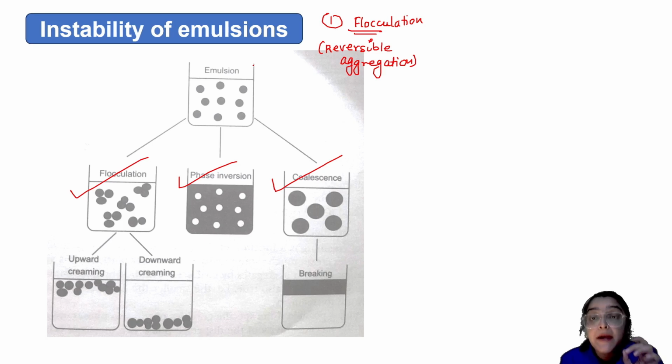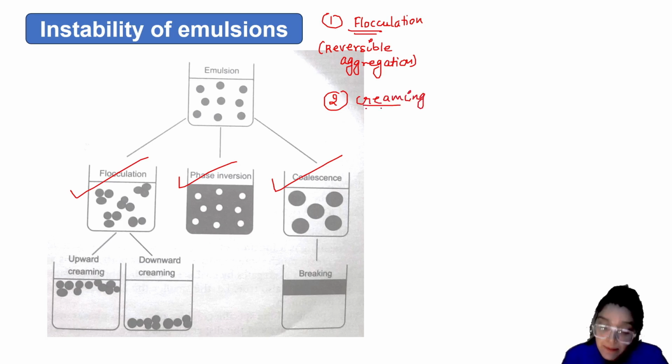Very important point. Another important point: in flocculation, it is a reversible aggregation. As I mentioned, the particle size, the viscosity and the charge. By controlling these three parameters, you can prevent flocculation. Alright. Second is creaming.